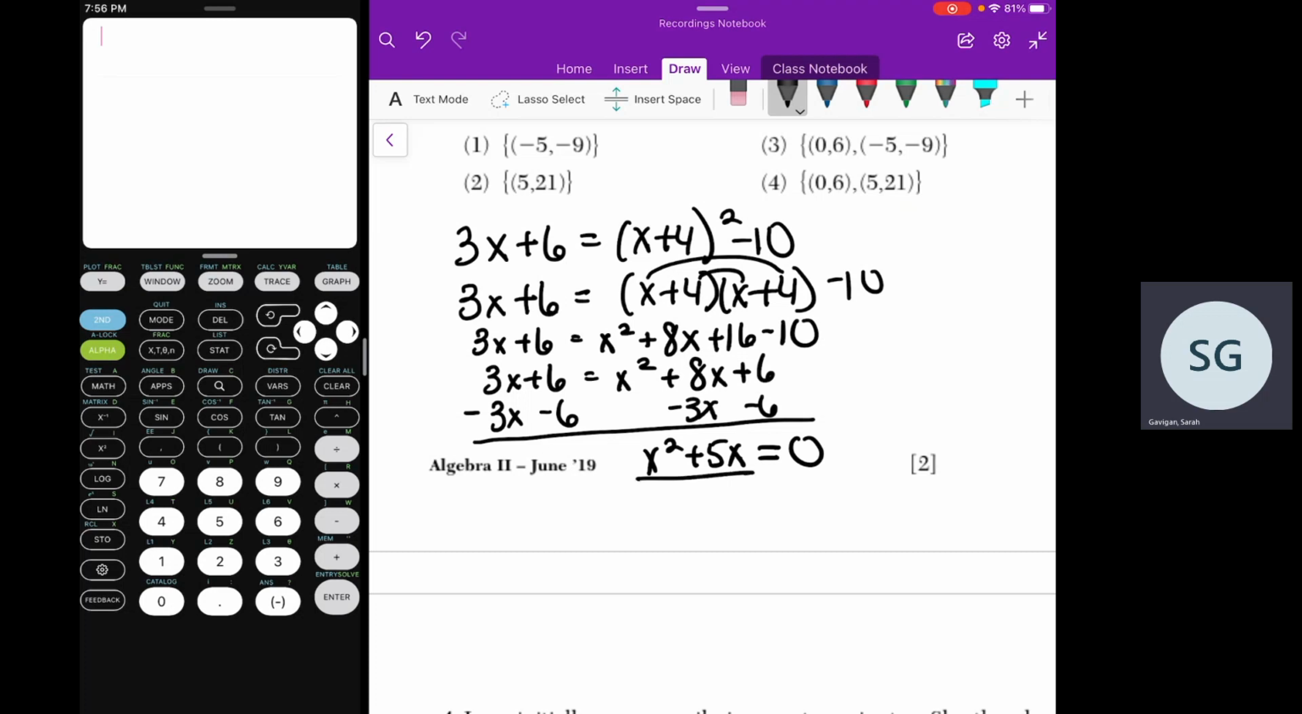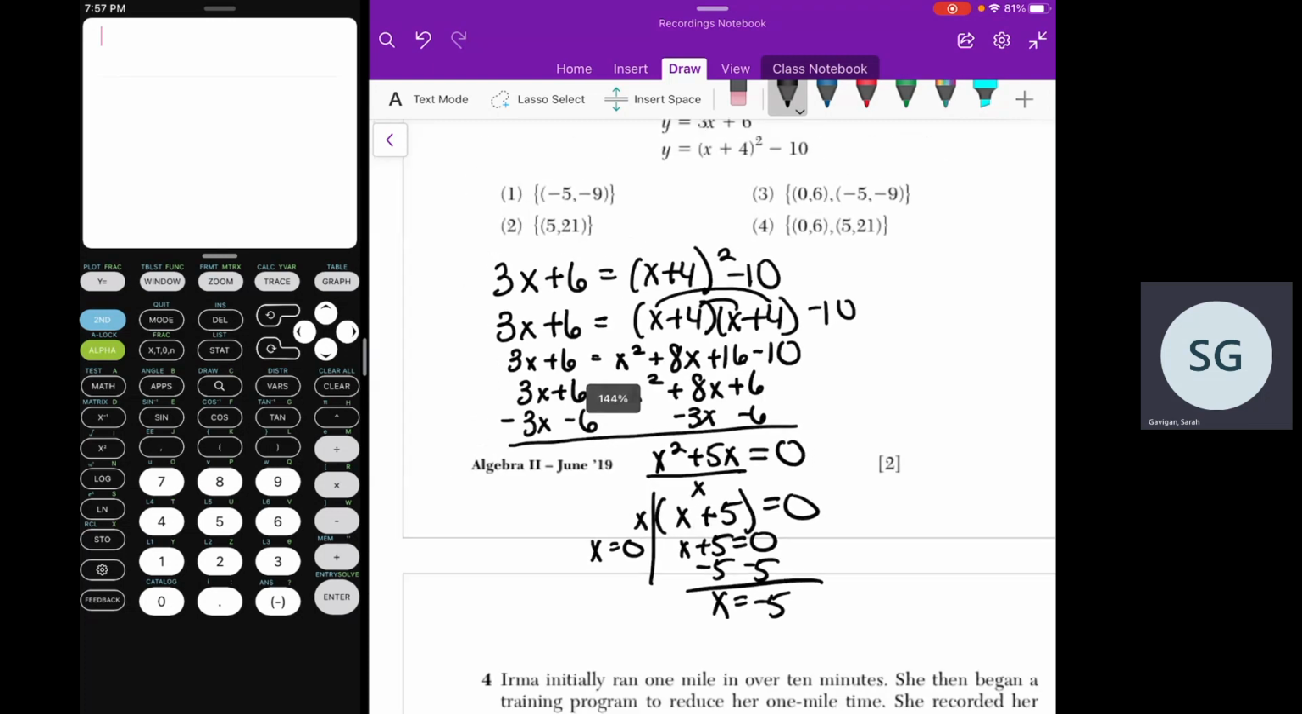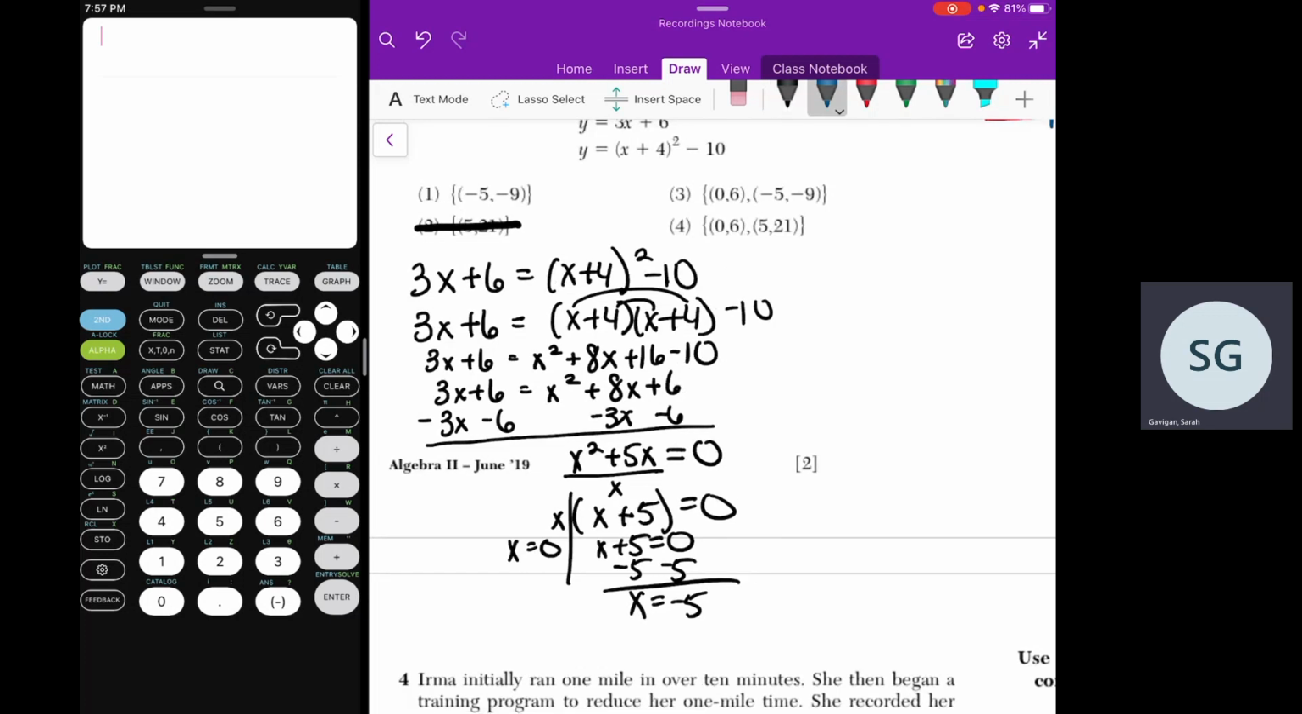Now this is GCF factoring, so my greatest common factor is x. I'll have x times (x plus 5) equals 0. So I have two answers, values of x anyways. So these are just my x values. Now I have to find the matching y values. What you can see is that it can't be choice 2, because that doesn't have either of these numbers.